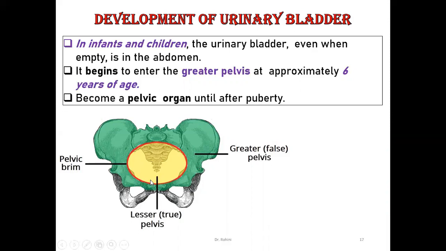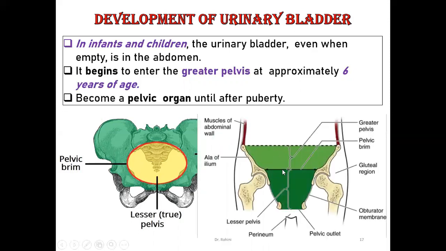Okay, another image where we can show you this, the superior view. This is the pelvic brim. Above the pelvic brim, we call it the greater pelvis, and below the pelvic brim, this area is called the lesser pelvis. The bladder reaches the lesser pelvis only after puberty. After 6 years, till puberty, it is here. Less than 6 years, it is above this. So we have to take care of these things, because clinically the position of the bladder is very important.